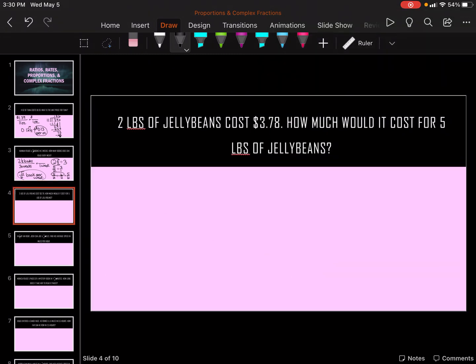Two pounds of jelly beans cost $3.78. How much would 5 pounds of jelly beans cost? So let's find out how much it's going to be for 1, and then we'll find out how much it would be for 5. So $3.78 for 2 pounds. How much would it be for 1 pound? Cross multiply, divide.